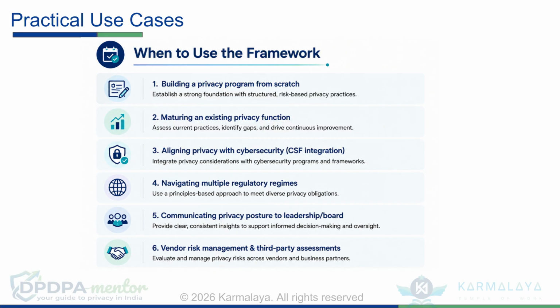Aligning with cybersecurity: integrate privacy and security risk management through the shared Protect-P function. Multiple regulations: map each regulatory obligation to core subcategories rather than building parallel compliance architectures. Board communication: use profiles and tiers to communicate privacy posture in business terms, gap analysis, maturity levels, investment priorities. Vendor risk management: assess third-party privacy practices using the same framework, ensuring contractual alignment and consistent expectations.